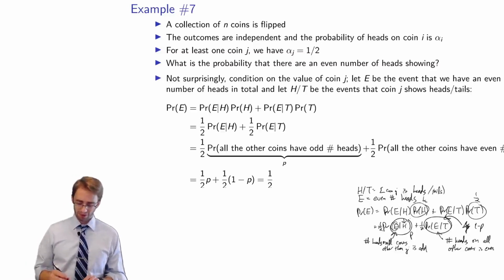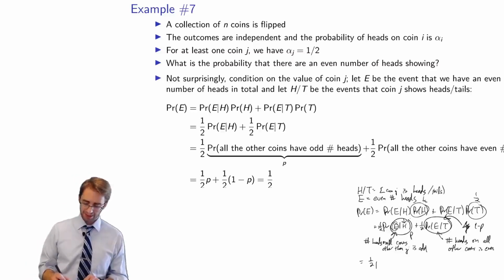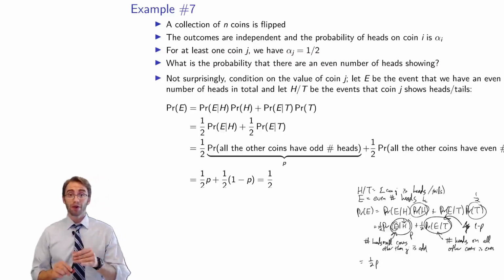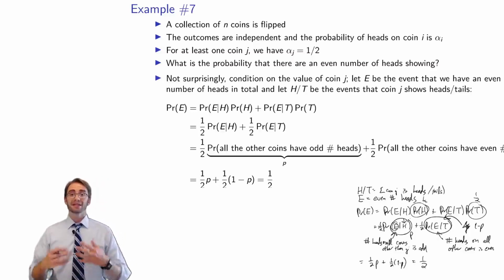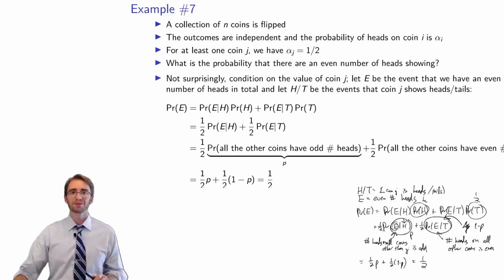All right, so what are we left with? We're left with 1/2 times P, whatever the heck P is, we don't know, it depends on those coins, plus 1/2 times 1 minus P, and that of course is just 1/2 because the P's cancel each other out. So that's the trick that we used here. We actually canceled out those P's to accomplish what we wanted.